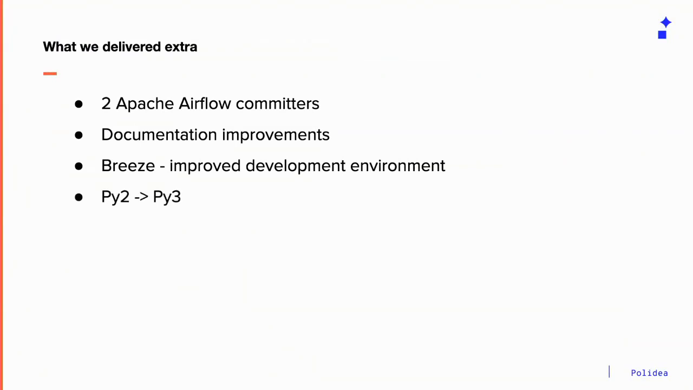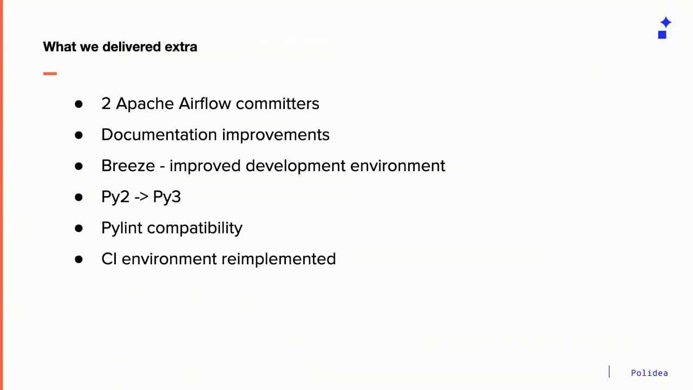We also took a very active part in migrating from Python 2 to Python 3, as Ash mentioned also. Python 2 is dying, and that's good. We work also on a number of things that improve the general code base quality, like pylint compatibility. During Breeze development, I re-implemented the whole CI environment, the continuous integration environment we run on Travis.